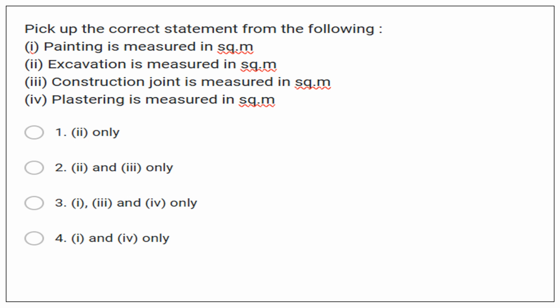Next question. Question number 7. Pick up the correct statement from the following. In that, the first statement is painting is measured in square meter. So first is correct because in case of painting we consider the length and width of the wall. So here two dimensions are there, so painting is measured in square meter. First one is correct. Second is excavation is measured in square meter. In case of excavation, length, width and depth, all three dimensions are required. So the excavation is measured in cubic meter.